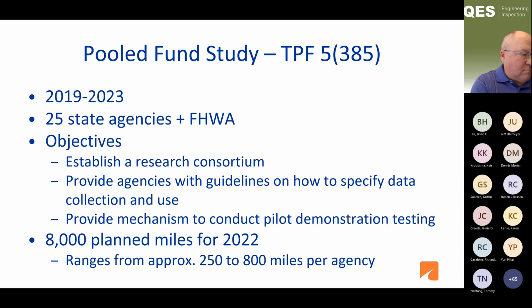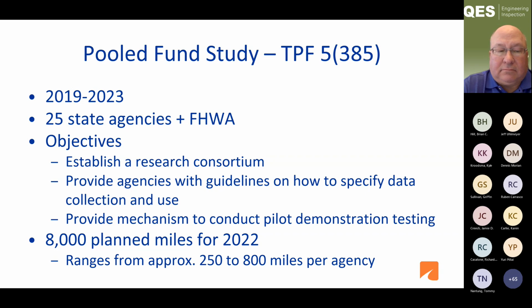So the pooled fund study, and there's the number I couldn't think of earlier, TPF 5385. We are coming up on the last year of the study, and if there are enough states that are interested in continuing with a new study on a similar topic, we will certainly explore that. Right now, this study is approaching its 4th year, and currently there are 25 state agencies plus federal highway involved in the study. The objectives of the study were to establish a research consortium, which I think was done, where we can talk amongst each other, answer questions, and come up with new ideas. Provide agencies with guidelines on how to specify data collection and use, which I think has also been done, and then provide a mechanism to conduct pilot demonstration testing.